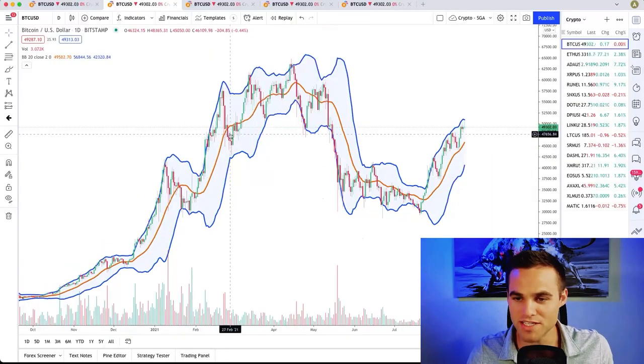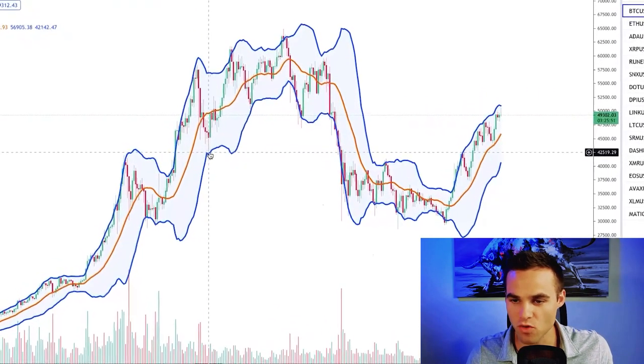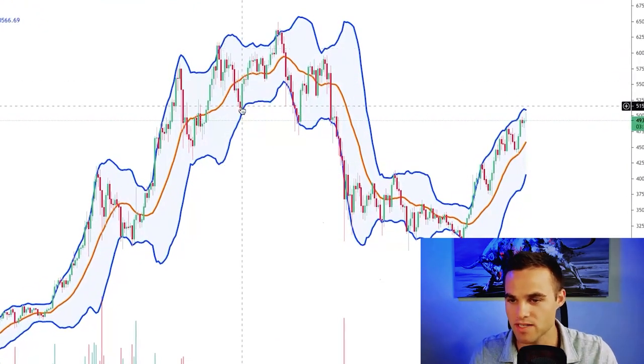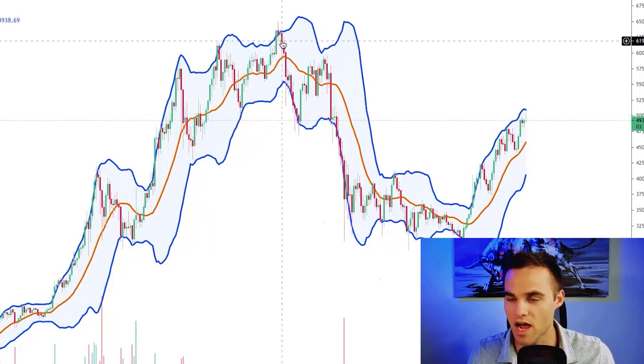Okay, so in a trend, you can see that it kind of plays off of this lower band and then it pops up to the upper band, right? So you can easily just trade it by simply buying into this lower band and then getting out of the trade when it hits the upper band.